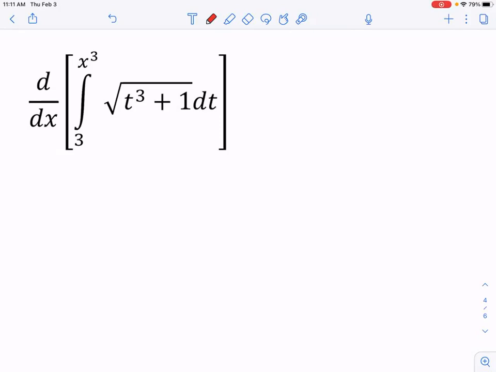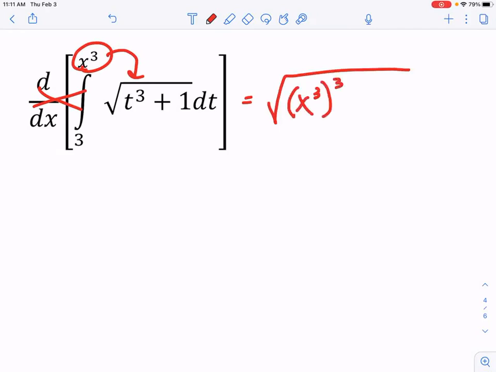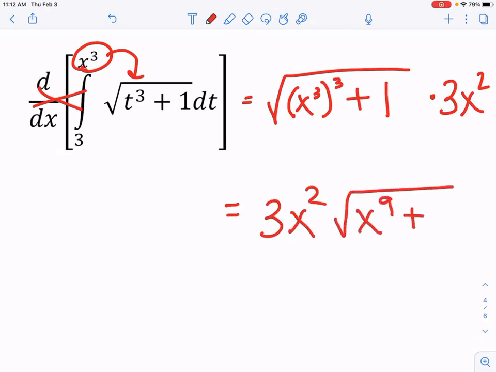I understood her. We have to use the chain rule if we have some sort of composition. So what happens here is the derivative and integral will cancel out. We're gonna plug in whatever we have in for t. But since it isn't just x, we do have to multiply by the chain rule. So we have 3x squared times the square root of x to the 9th plus 1.